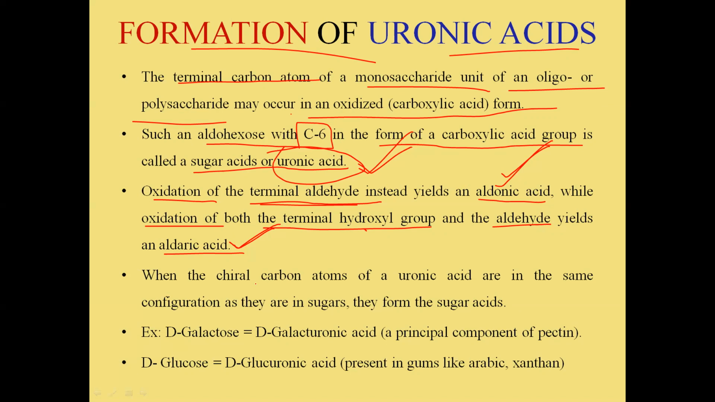When the chiral atoms of the uronic acid are in the same configuration as they are in the sugars, they form sugar acids. That is, from D-galactose, the acid obtained is D-galacturonic acid, and it is the principal component of pectin. From D-glucose, the acid obtained is D-glucuronic acid, and it is present in gums like gum arabic and xanthan gums.